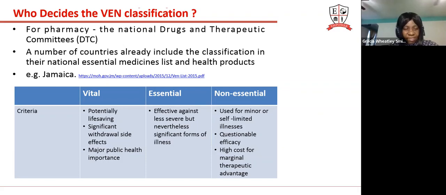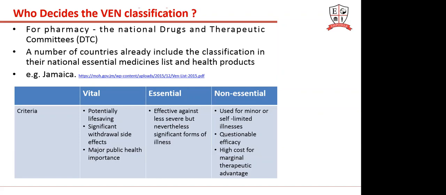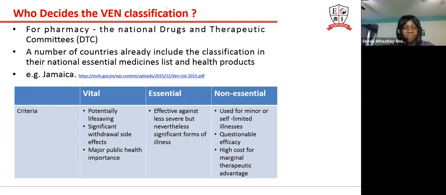Jamaica has a wonderful system. So let us look at the criteria. The V, which is vital: potentially life-saving, significant withdrawal side effects, and major public health importance. The essential ones are effective against less severe, but nevertheless significant forms of illness. And non-essential are used for minor or self-limiting illnesses, of questionable efficacy, such as cough medicines, do they work? Or high cost for marginal therapeutic advantage.